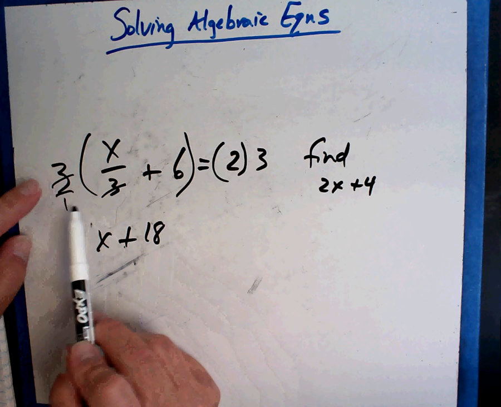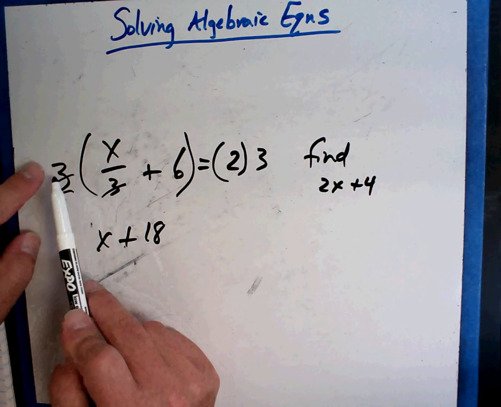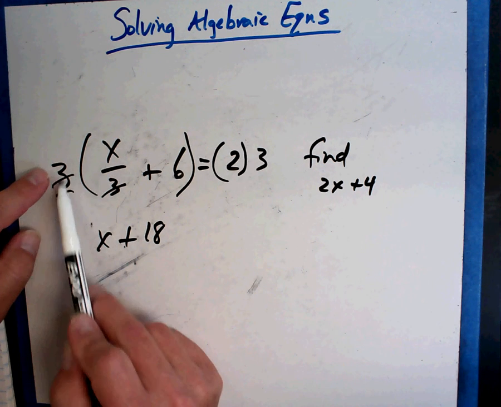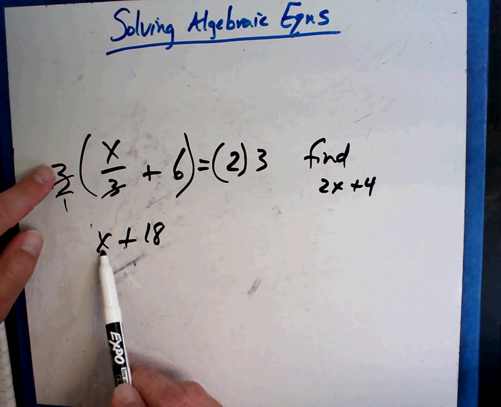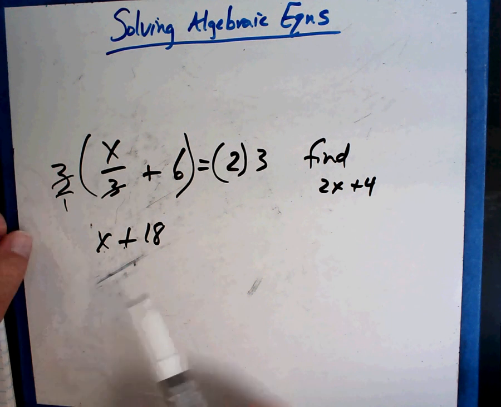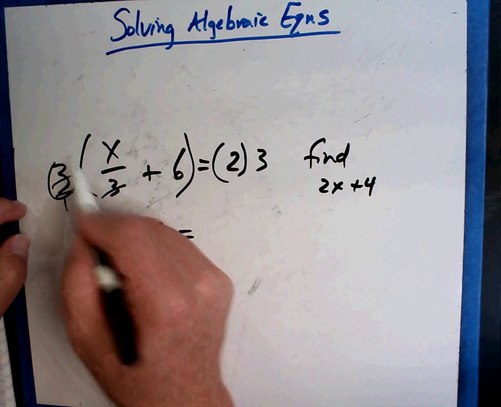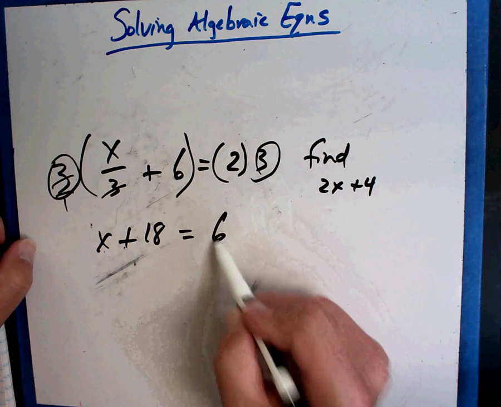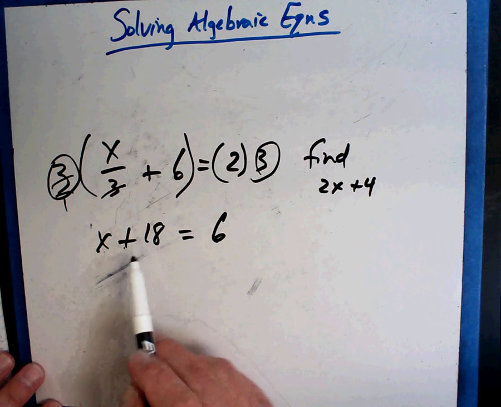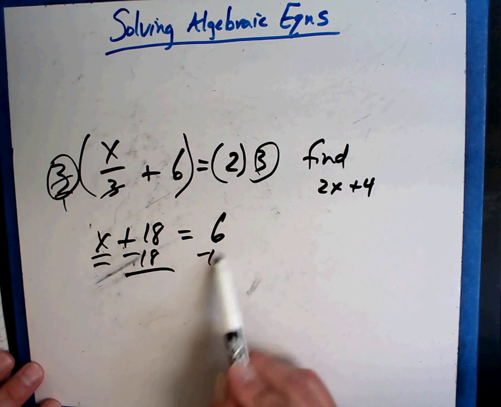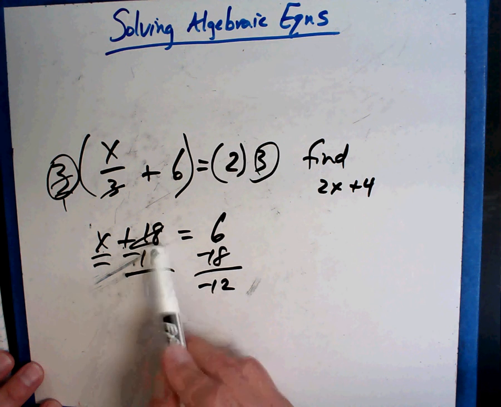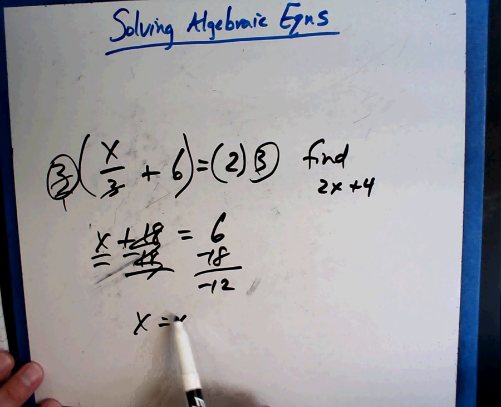Let me do that one more time. 3 times x over 3. 3 over 1 is the same as 3. There's a 3 on the top, 3 on the bottom. They cancel. All that's left is x over 1. That's x. 3 times 6 is 18. What I do on this side, multiply by 3, I've got to do on this side is a 6. Solve the equation. There's my x, let it stay there, minus 18. To move it to this side, x is minus 12.